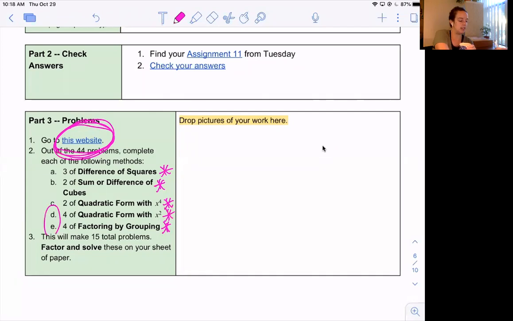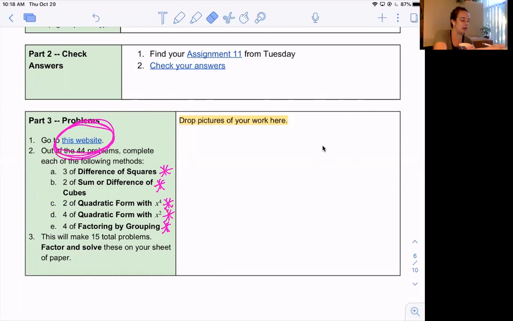So D and E are more likely to come up, and the difference of squares is pretty common. Sum and difference of cubes and then x to the 4th are a little bit less common. So we're going to practice those a little fewer times. You can do as many as you want. There are 44. You can practice if you wish. So you're doing 15 total problems here.